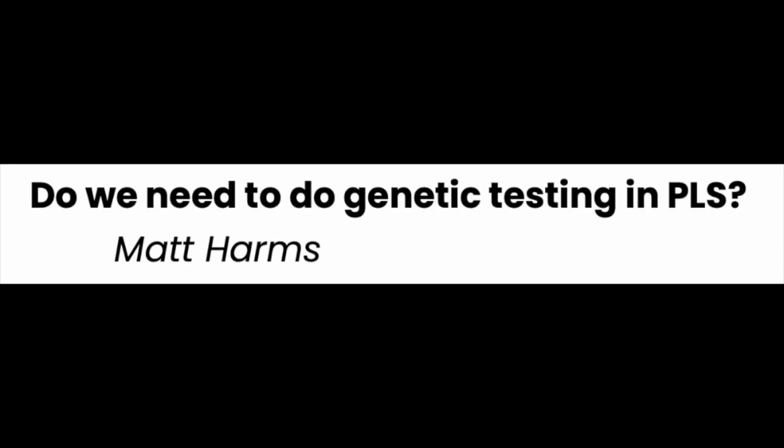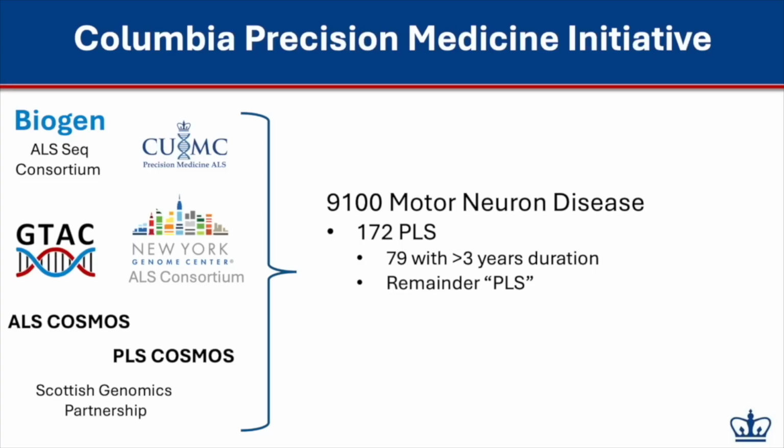So I'm Matt Harms, and I'm from Columbia University, and I was hoping to add to the left-hand side of this slide and include the genetic analysis of all of the PLS natural history study participants, but unfortunately they're still on the sequencer, should be coming off shortly, and so next time I'll be able to present on that. But what I will tell you about today are our efforts in the Columbia Precision Medicine Initiative to aggregate a PLS cohort from the studies that are illustrated here.